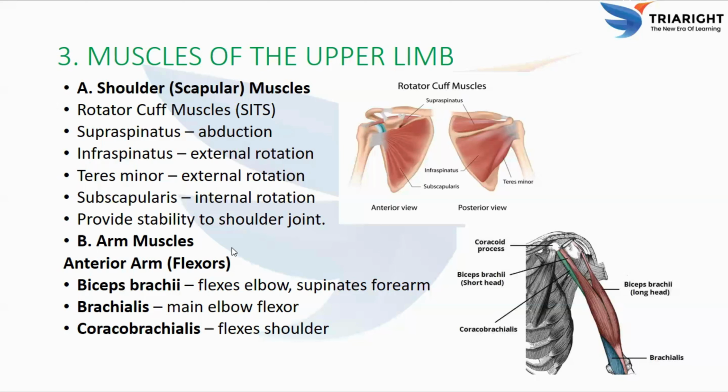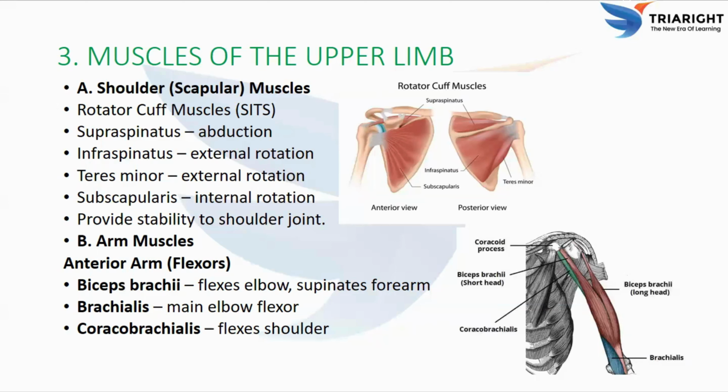And the next muscle is the brachialis muscle. This is the main and strongest elbow flexor. It lies deep to the biceps. It works regardless of the hand position. Next is coracobrachialis. This flexes the shoulder joint. It helps to bring the arm forward. It also originates from the coracoid process.